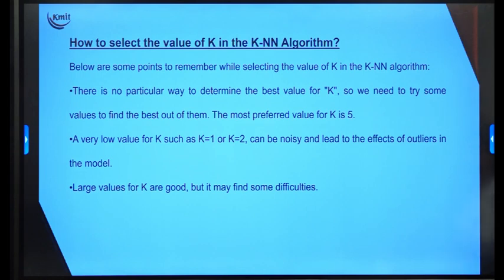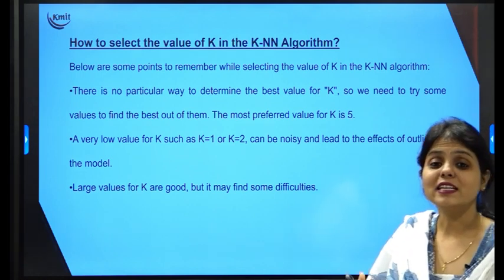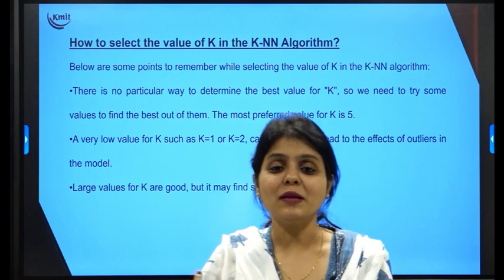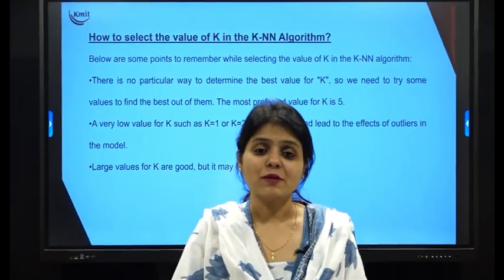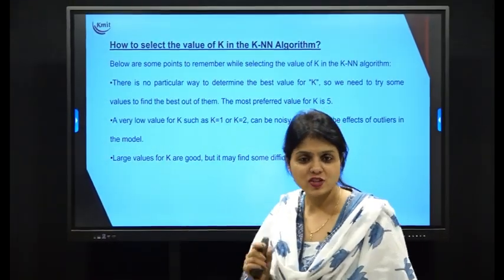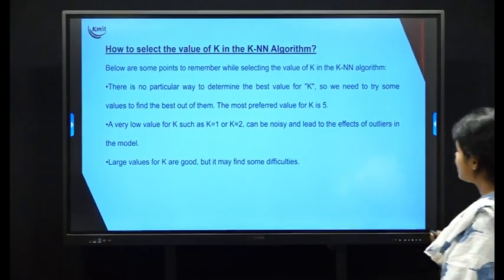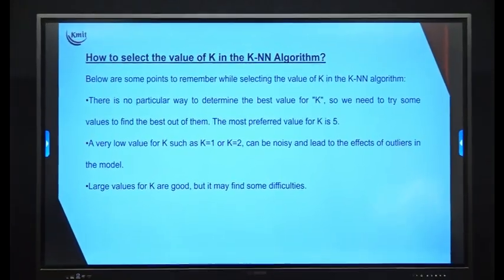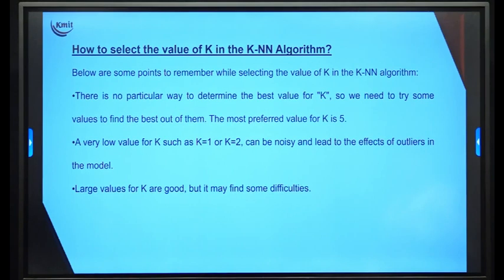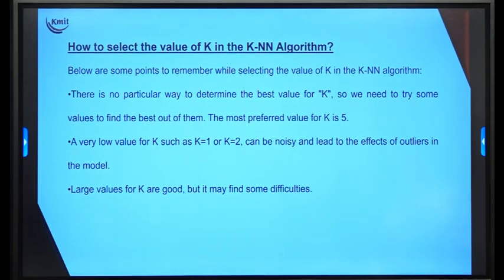Now, the major challenge here is how do we select the value of K? I am randomly assuming k as 3 or k as 5, but how do I fix this? This is the challenge in KNN. Now there are some points which will help us in selecting the value of k in the KNN algorithm. Basically, there is no particular way to determine the value of k, so we need to try values to find the best out of them. Just assume k is equal to 3, 4, 5. Basically we will put k equal to 5, or a very low value of k, equal to 1 and 2.